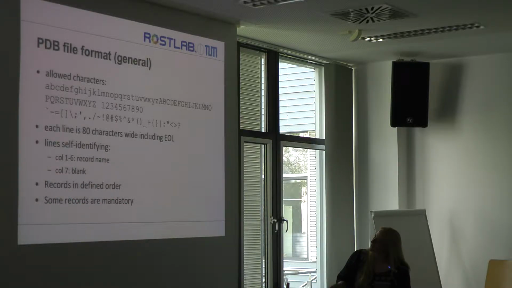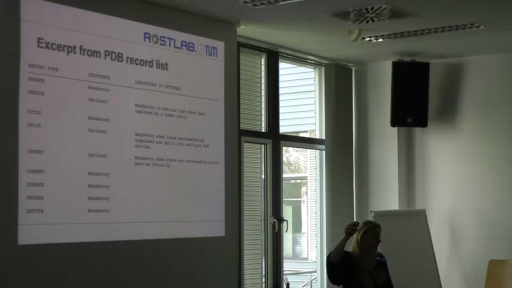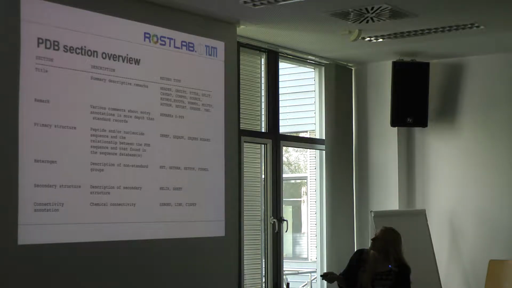So some records are mandatory. This is to give you an idea of what kind of records you have. So you have the header. You can have something which tells you that this file is obsolete and has been superseded by a new one. You can have a thing called split, which is the old PDB way of dealing with large structures, which tells you, okay, there's another file you should look in which continues the information you find here. You can have stuff like the source, where it comes from, experimental data, what compound it is. So this is the general setup, so you get an idea of what kind of records you have in there.